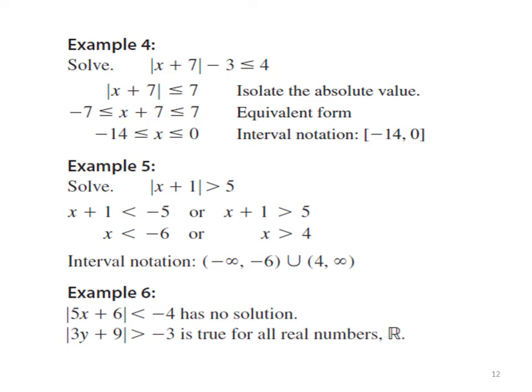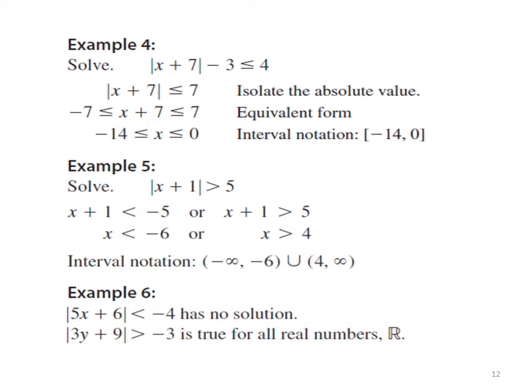Or the second inequality, x plus 1 is greater than 5. Subtract 1 from both sides. We have x is greater than 4. The solution set will be the union of the two solutions. We take the first solution set, which is the open interval from minus infinity to minus 6, union the solution for the second inequality, which is the open interval from 4 to infinity.